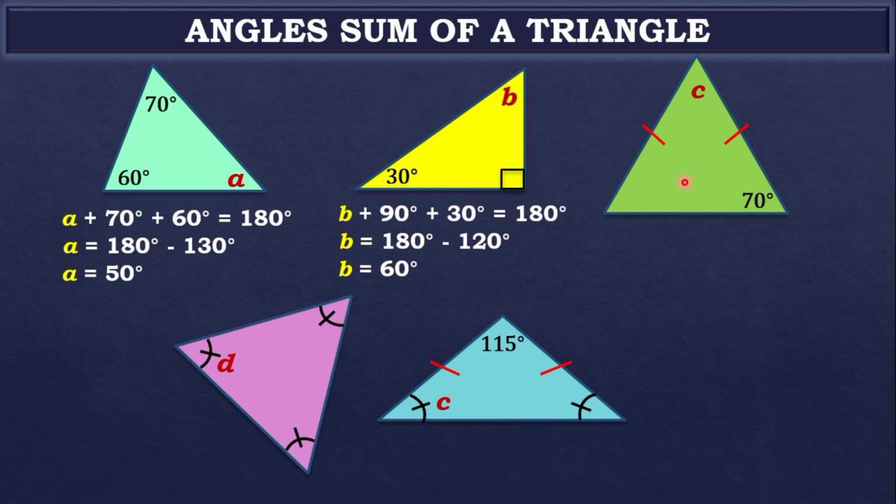Next, since this is an isosceles triangle, pag sinabi nating isosceles triangle, automatic, yung opposite sides niyan, congruent. So, kung congruent yung dalawang sides, ibig sabihin, yung angles na opposite sa kanila, congruent din. So, therefore, this is also 70 degrees. So, madali na nating makukuha si C. So, we have C plus 70 plus 70 is equal to 180, the sum of the interior angles of a triangle. So, we have C is equal to 180 minus 140, transpose natin yung sum nito. So, we have C is equal to 40 degrees. So, therefore, this is 40 degrees.